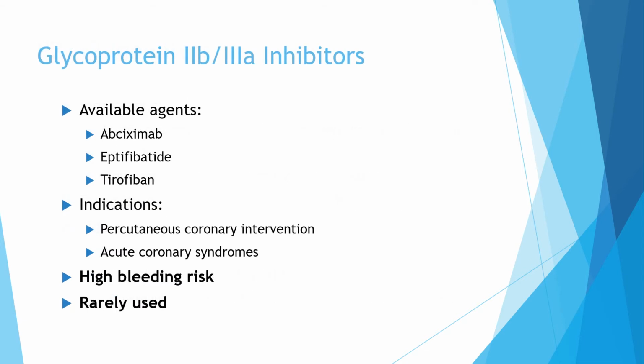For completeness, I'm going to briefly talk about our GP2B3A inhibitors. The agents are abciximab, eptifibatide, and tirofiban. You only really see these used in the hospital setting. There is a very high bleeding risk with these agents.